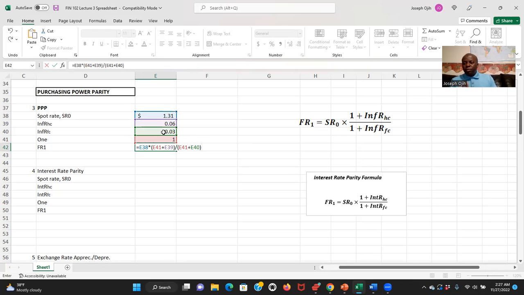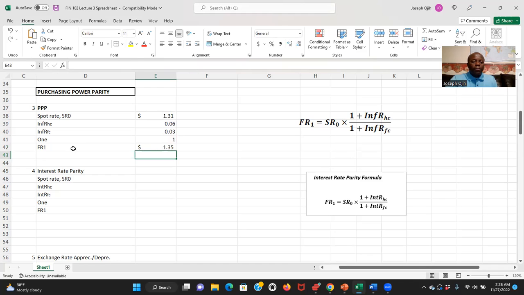And then once I put in the formula correctly, I press the enter key to give me the answer right away. So it's going to be $1.35. So this is the forward rate in the future.